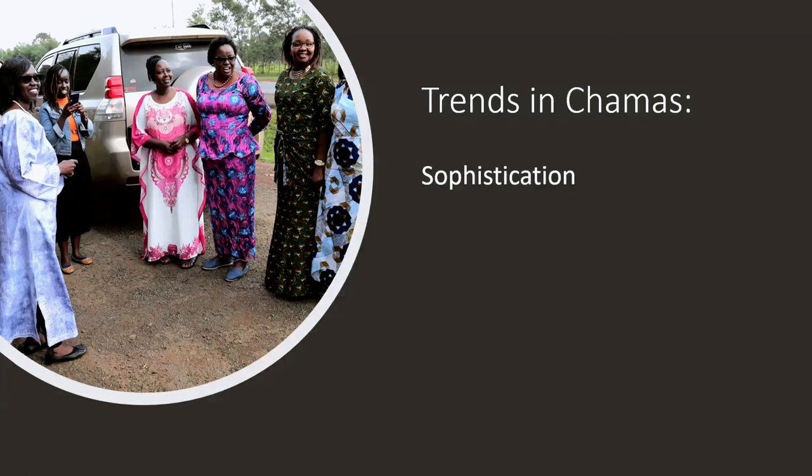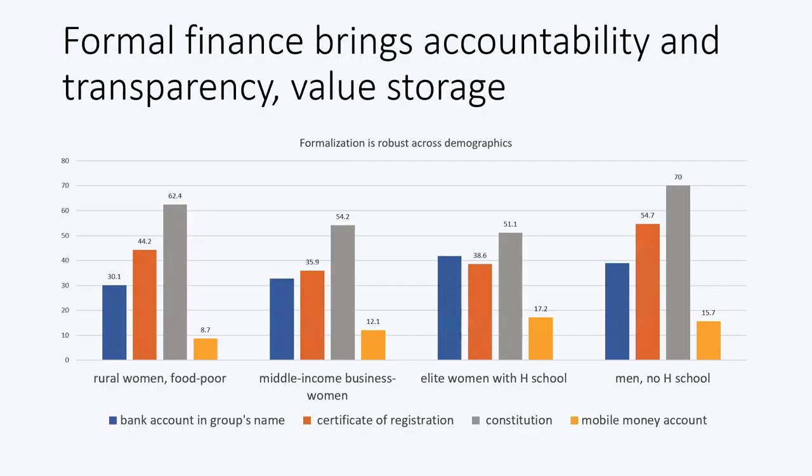Some of the important trends in chamas that we were able to see through our qual that are also reflected in FinAccess can be summarized by the word sophistication. Chamas are becoming more sophisticated and, as we said at the beginning of our presentation, they're connecting to digital finance, and they're connecting to traditional finance in new and interesting ways.